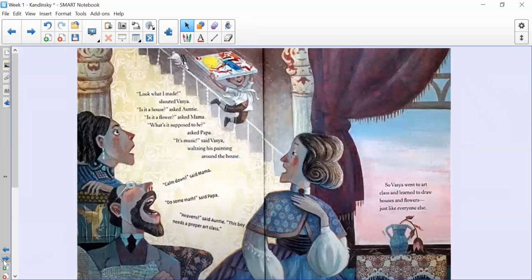"Look what I made," shouted Vasia. "Is it a house?" asked Auntie. "Is it a flower?" asked Mama. "What's it supposed to be?" asked Papa. "It's music," said Vasia, waltzing his painting around the house. "Calm down," said Mama. "Do some math," said Papa. "Heavens," said Auntie, "this boy needs a proper art class." So Vasia went to art class and learned to draw houses and flowers, just like everyone else.